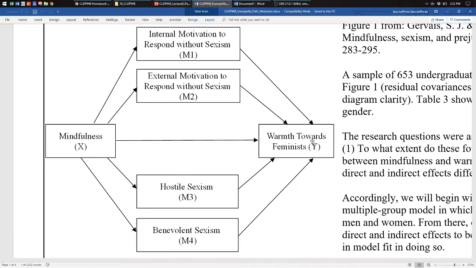Because it's mediation, damn it. That's why. Okay, but you would say that this is the same? No, this is not. They want to know if X predicts Y after controlling for some other stuff. That's regression.